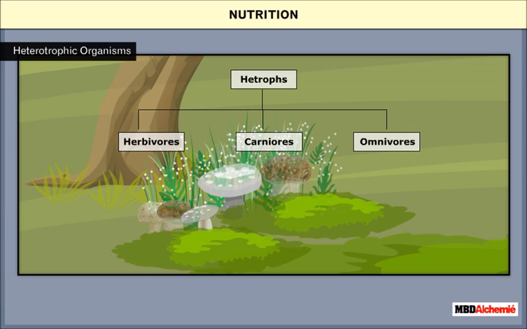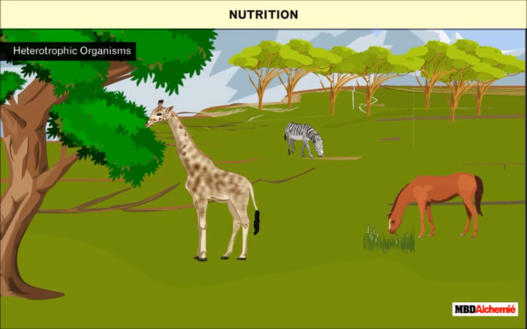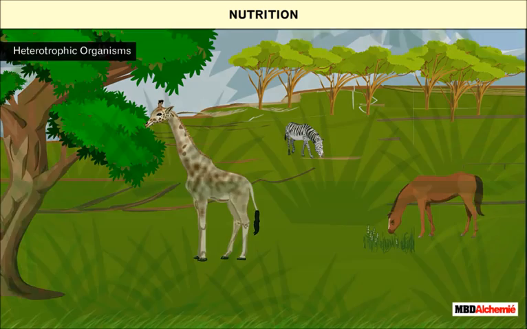Heterotrophs can be divided into three categories on the basis of their eating habits. Herbivores are those animals which eat plants, for example, cow, goat, etc.